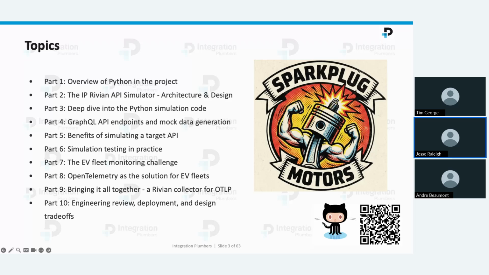As you can see from the agenda, we have a lot of ground to cover today, spanning from the nuts and bolts of the Python simulation code all the way to the OpenTelemetry collector architecture. We'll wrap up with an engineering review discussing the design trade-offs and future directions.